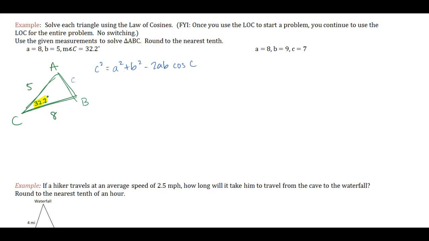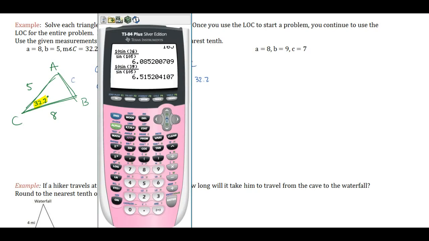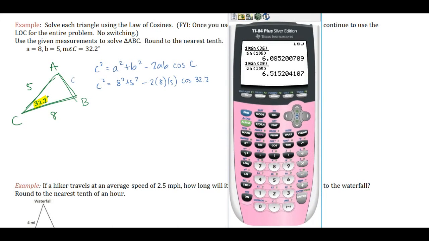Or make sure that the c's are on opposite sides of the equation. That's the law of cosines. So we got c squared equals 8 squared plus 5 squared minus 2 times 8 times 5 cosine of 32.2. And now you grab your calculator, make sure it's in degrees, and then you go 8 squared plus 5 squared minus 2 times 8 times 5 cosine of 32.2.